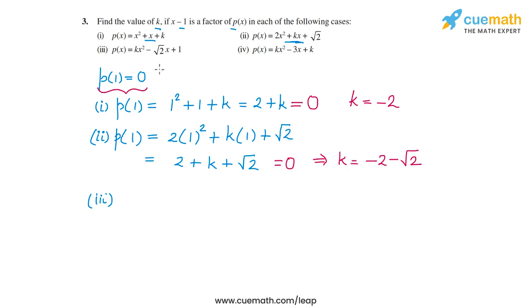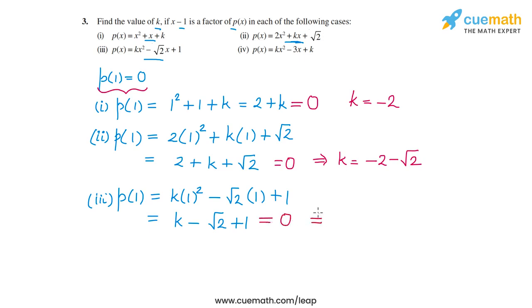Now let's go to the third part. In the third part, p(x) is this polynomial kx squared minus root 2 x plus 1. So let's find p(1). p(1) will be k times 1 squared minus root 2 times 1 plus 1, which is equal to k minus root 2 plus 1. Again this should be equal to 0, which means that k should be equal to root 2 minus 1. So this is the value of k for the third polynomial if x minus 1 has to be a factor of p(x).